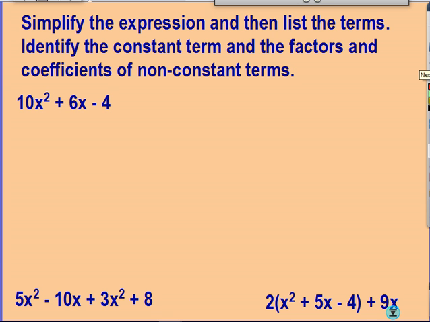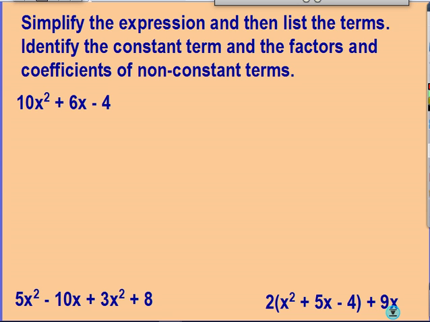We will now take a look at a few examples and put some of the lesson notes together. The first example is 10x squared plus 6x minus 4. I am first going to simplify. Notice that there are no parentheses sets, therefore no distributive property.